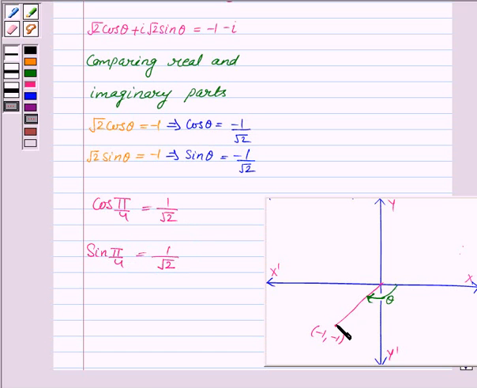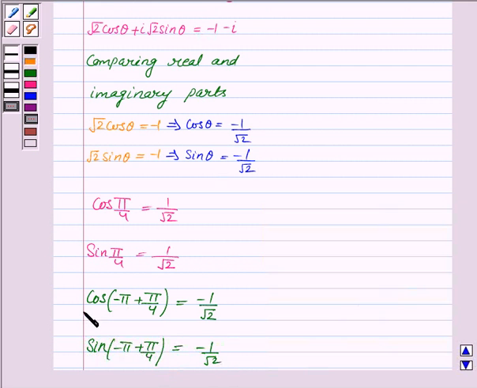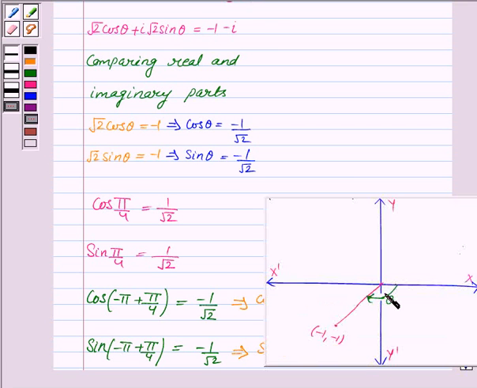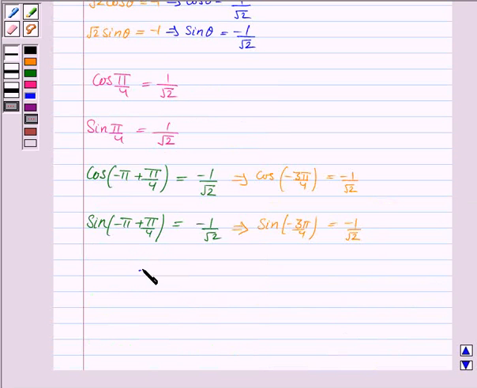Now since this point is in third quadrant, so we have cos of minus pi plus pi by 4 is equal to minus 1 by root 2 and sine of minus pi plus pi by 4 is equal to minus 1 by root 2. So this implies that cos of minus 3 pi by 4 is equal to minus 1 by root 2, and this implies that sine of minus 3 pi by 4 is equal to minus 1 by root 2. That means this angle, this theta, is equal to minus 3 pi by 4. So this implies theta is equal to minus 3 pi by 4.